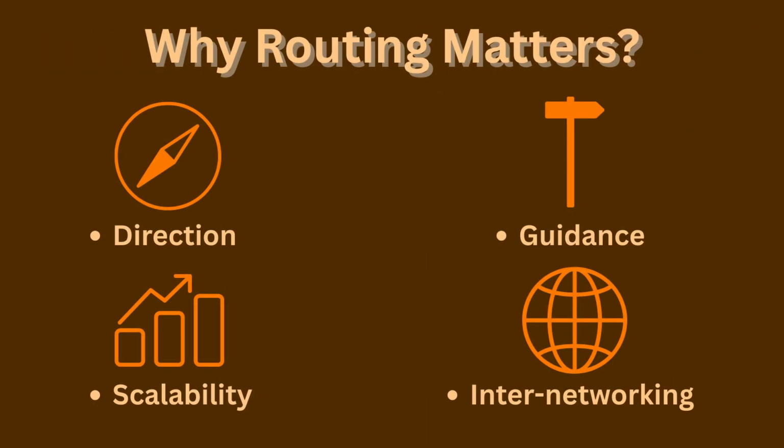Why does routing matter? Routing gives networks a sense of direction by guiding data to the right destination. It helps devices communicate across different networks, whether across the office or across the world. Most importantly, routing allows networks to scale. As your network grows, routers ensure everything still connects smoothly. With routing, you enable inter-network communication, allowing different networks to access each other.